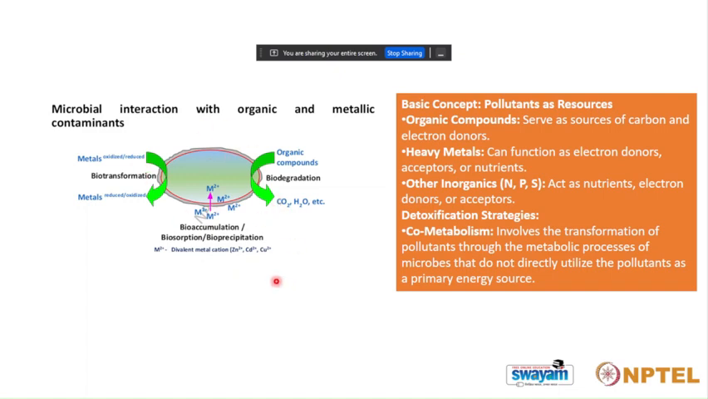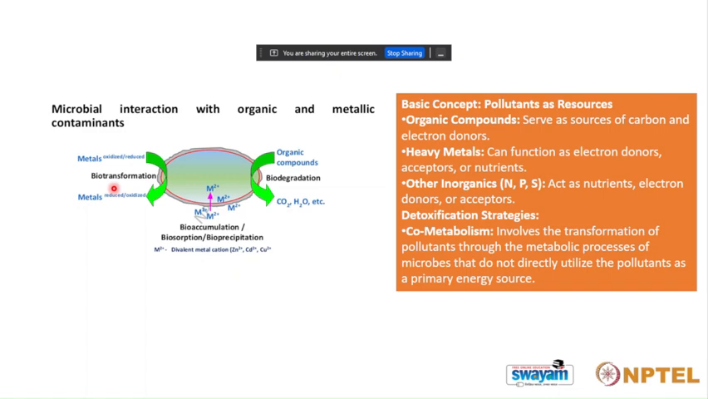So this is a general representation of microbial remediation. The microbial remediation process can be classified into biotransformation, biodegradation, bioaccumulation, sorption, or precipitation. Each and every process is completely different from the others. For example, in the case of biotransformation, the pollutants will be transformed from a toxic form to a non-toxic form.